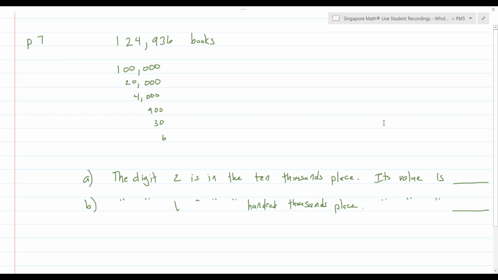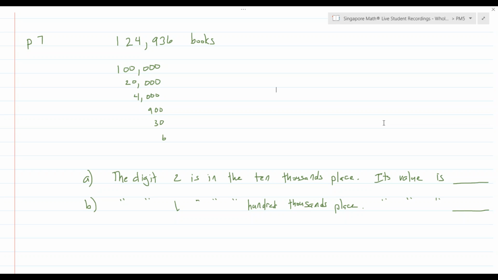So on page 7 in your textbook, it tells us that a library has a 6-digit number of books. That number is 124,936. It's composed of 100,000, 2 10,000s, 4 thousands, 900, 3 tens, 6 ones. And so when you put all of those together, you get the number 124,936. When you think about that number, make sure you realize exactly what it means.